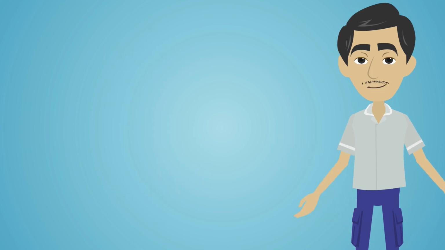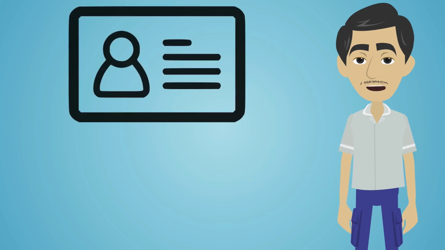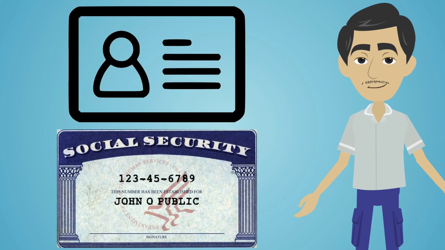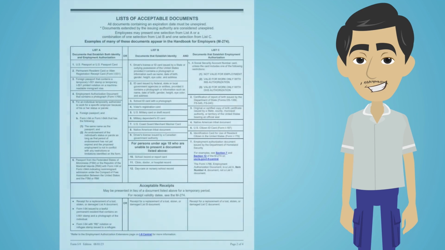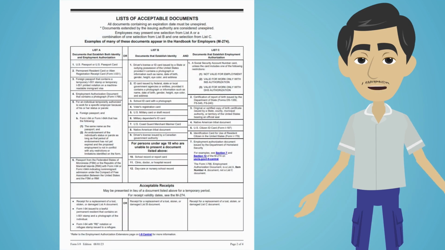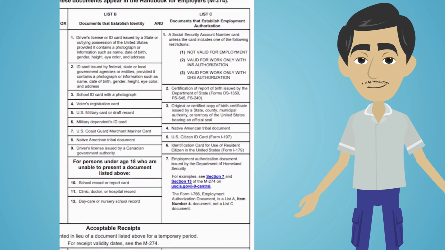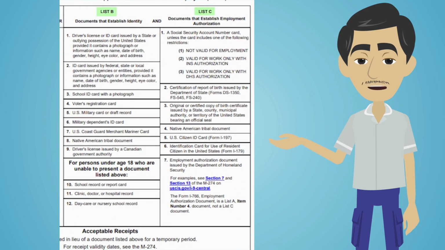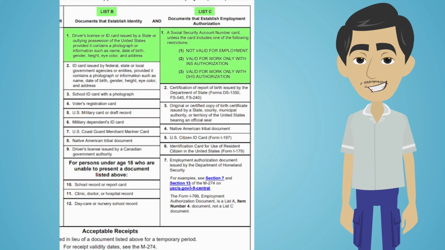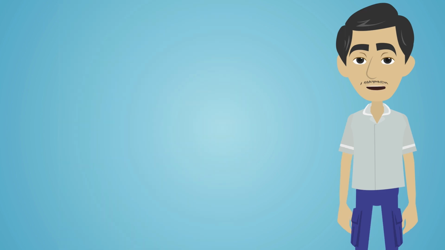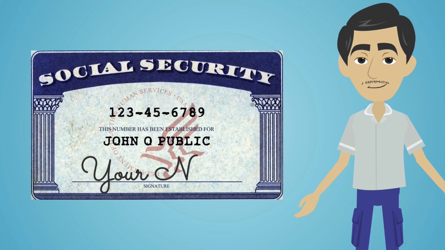Once you have completed all of your hiring documents, you will also need to provide photocopies of documents that establish your identity and employment authorization. On the page entitled Lists of Acceptable Documents, you will see a list of documents you can provide. You will need to provide a photocopy of a document from both List B and C, such as your driver's license and social security card. Also, make sure that your social security card is signed.